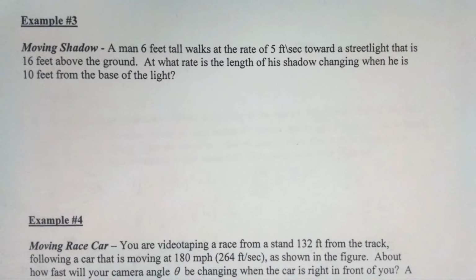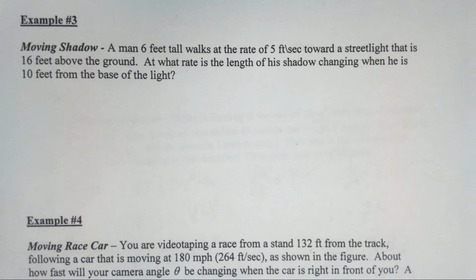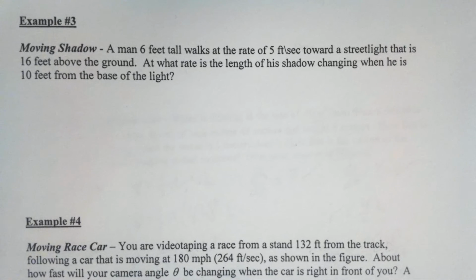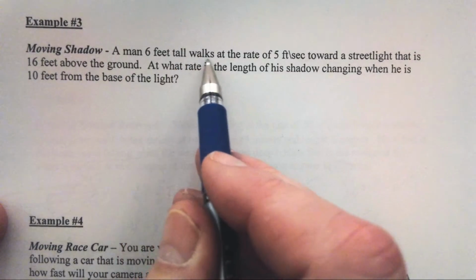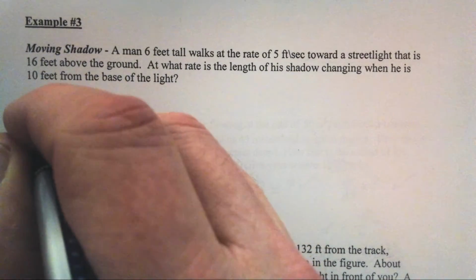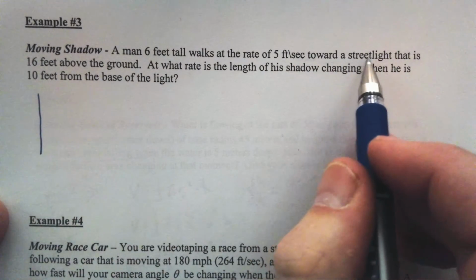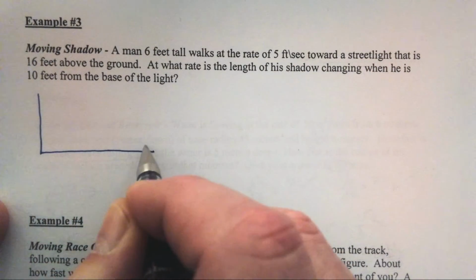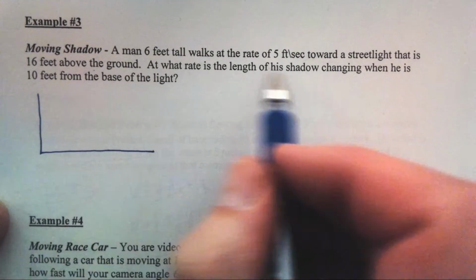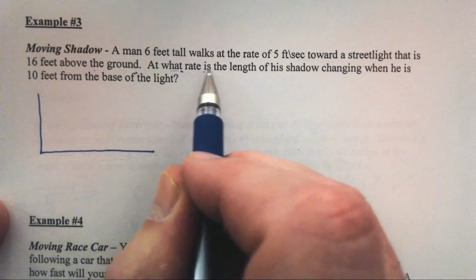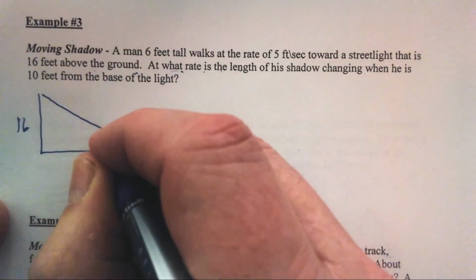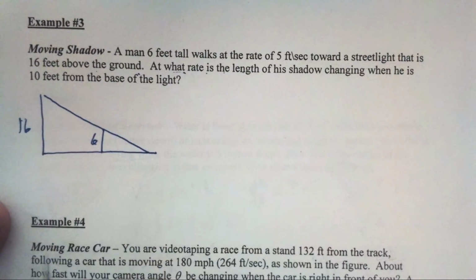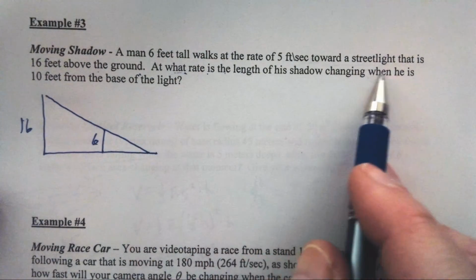Okay, I think 3, pretty simple problem once we get the diagram drawn, but we got to reason through the diagram. We've had these men walking toward a light post shadow problems lots of times before, but not with rates necessarily. A man 6 feet tall walks at a rate of 5 feet per second toward a street light that is 16 feet above the ground. So he's walking along here toward it at a rate of 5 feet per second. At what rate is the length of the shadow? Okay, length of the shadow. So the shadow here, this is 16. Somewhere he's in here at 6, and here's his shadow. What rate is the length of his shadow changing when he is 10 feet?